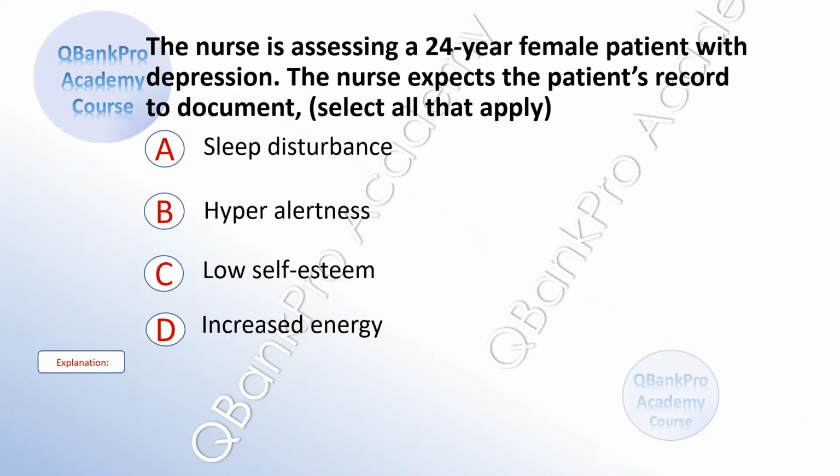The nurse is assessing a 24-year-old female patient with depression. The nurse expects the patient's record to document. Select all that apply. A. Sleep disturbance. B. Hyperalertness. C. Low self-esteem. D. Increased energy.